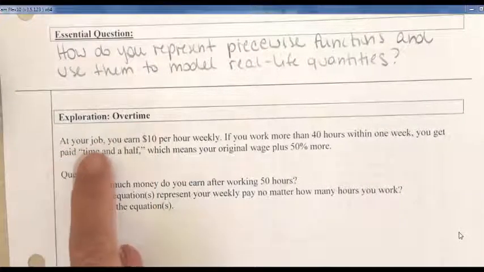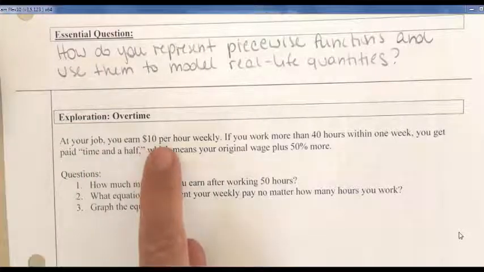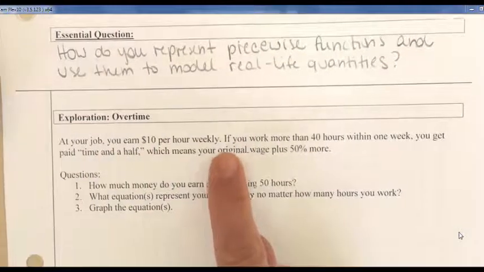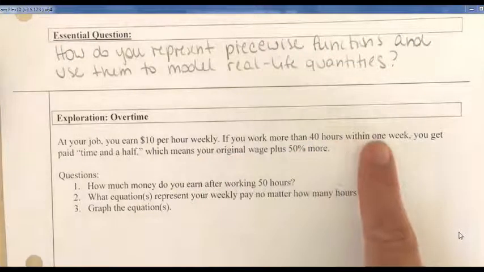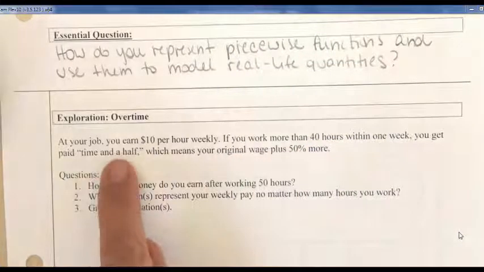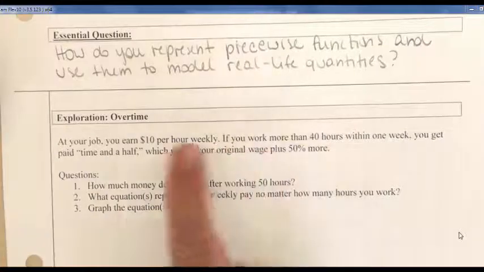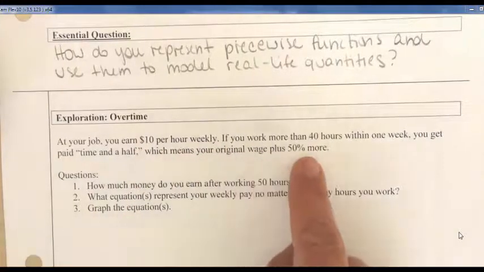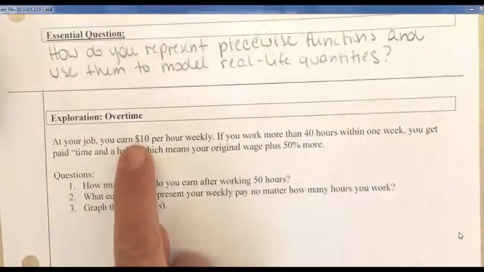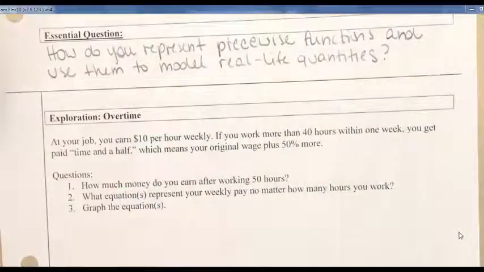So at your job, you earn $10 per hour weekly. If you work more than 40 hours within 1 week, you get paid time and a half, which means you get your original wage, that $10, plus 50% more. So 50% of $10 would be $5 more. So that means that after 40 hours, you're basically making $15 an hour.